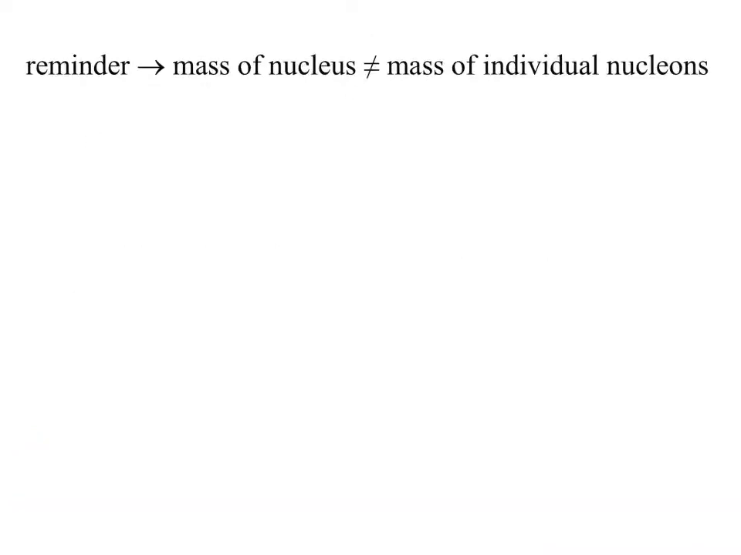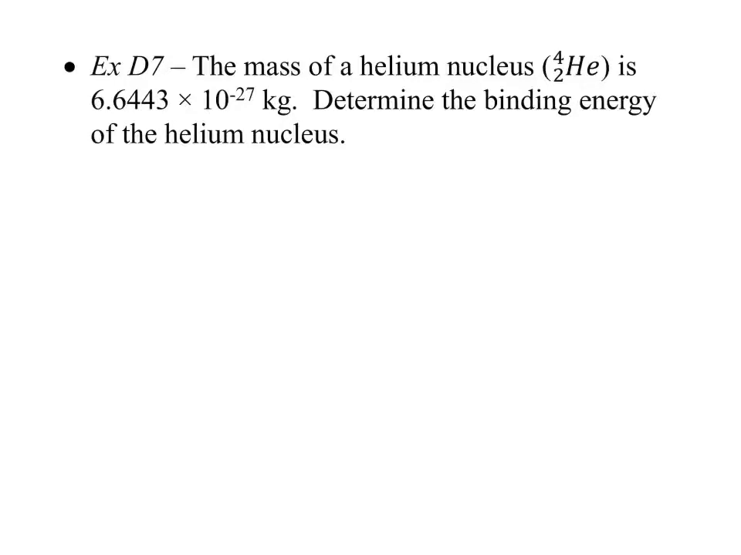Okay, so just a reminder, the mass of the nucleus is not equal to the mass of the individual nucleons. So if I need you to find the mass of a helium nucleus, it doesn't mean you just take the mass of two protons and two neutrons and add them together. That is no longer what's happening, and we are getting really nitpicky and down to some really, really precise calculations here. Okay, so when I'm talking about the mass defect, let's do an example.